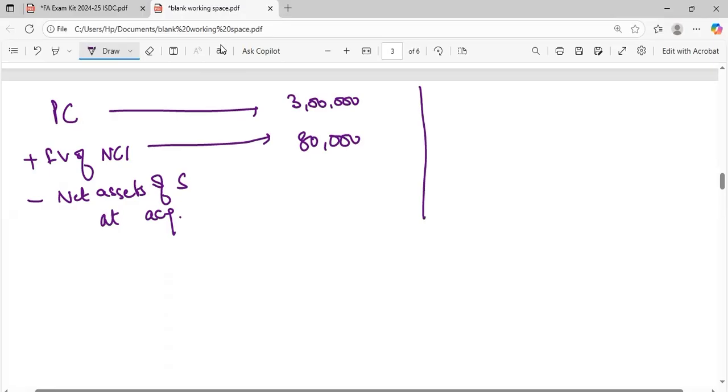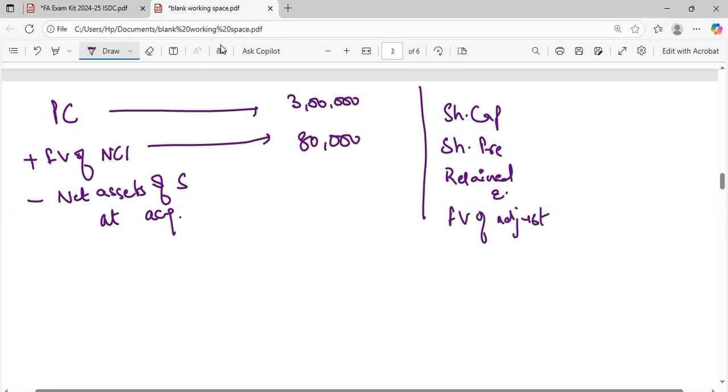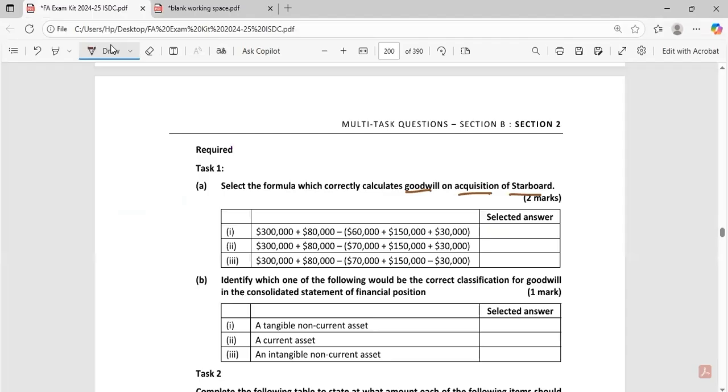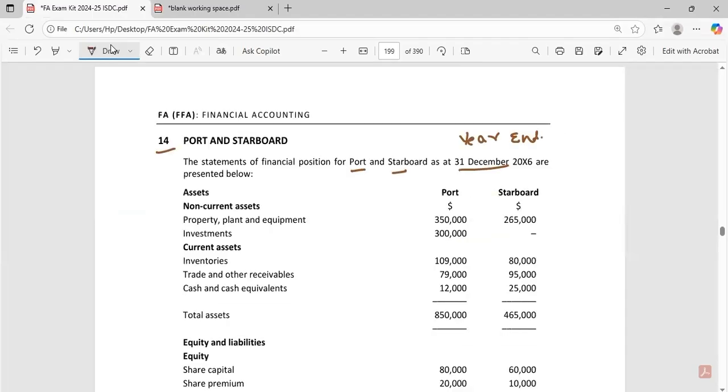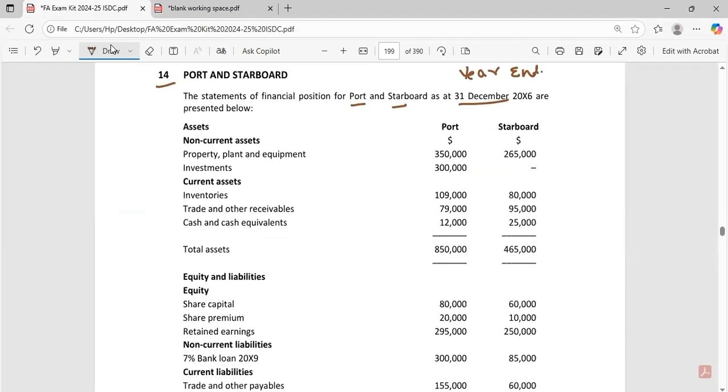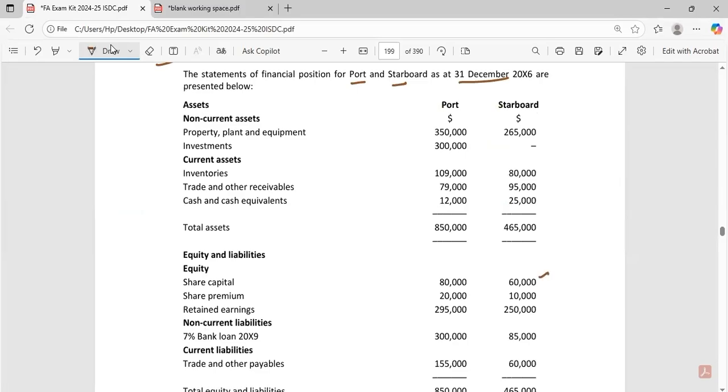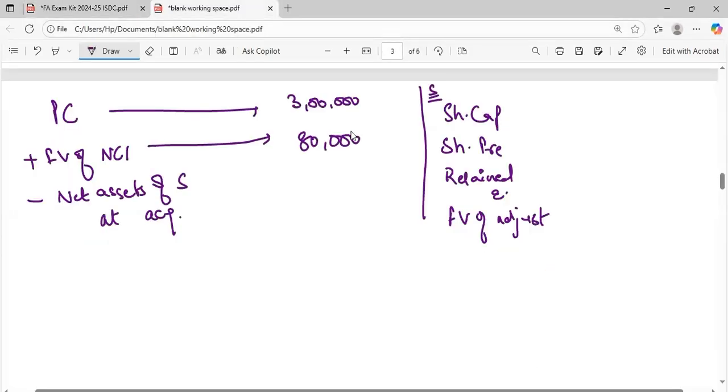This would include the share capital, share premium, retained earnings, and any fair value adjustment. All this information would relate to S company because we are acquiring the subsidiary company. Let's see what the share capital of S company is. The share capital is 60,000 and share premium is 10,000. So let's quickly write over here 60,000 and 10,000.